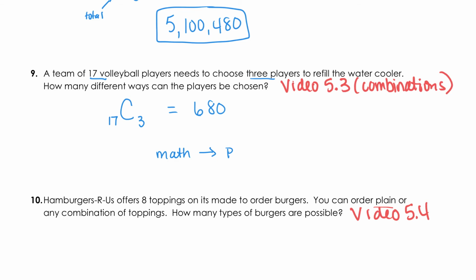And this is under math. Go over to the PRB screen, and then combinations are number 3 on that screen.